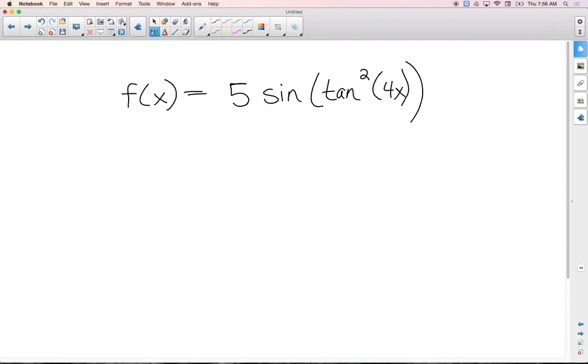Now, I said yesterday, most of the time the outside function is the power. And that is true for part of this. But you have to look at this very carefully. Where is the square? On the outside of the tangent. That's it. Because the tangent squared 4x is inside of what? The sine. It's inside of the sine, so that makes it tricky. And that's not sine times tangent, that's sine of tangent.